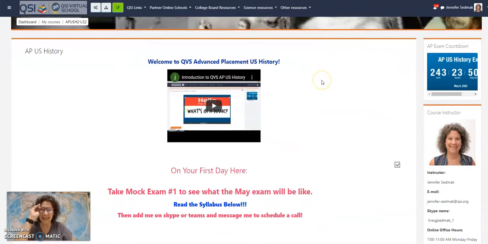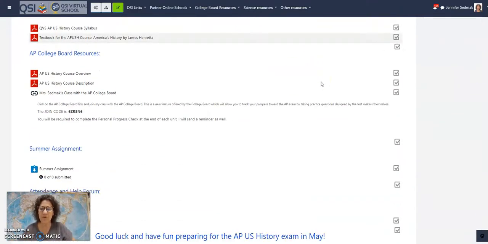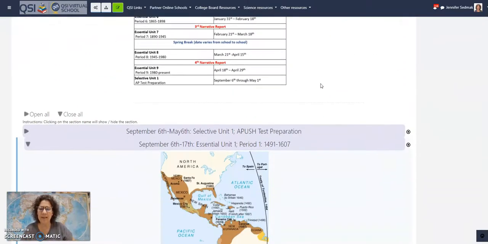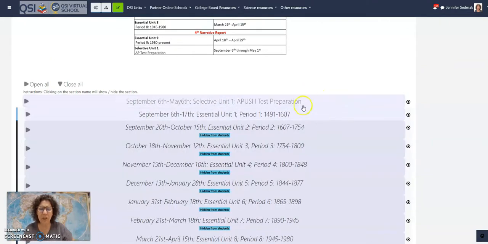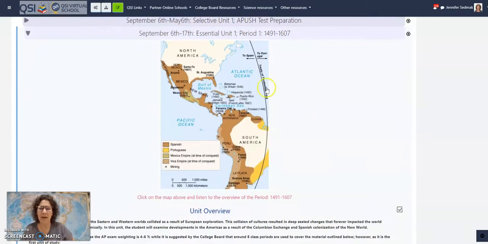That's the unit outline. When you get to the course page, you're going to want to scroll down. By this point, hopefully you already did that mock exam, and you want to open the next tab that is outlined Essential Unit 1. Again, these dates change from year to year, but you can see the pacing for this school year, and the dates for this unit are outlined there. Let me introduce you to the unit. Every unit is essentially set up in the same way.